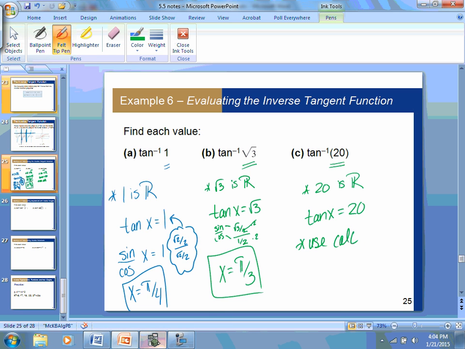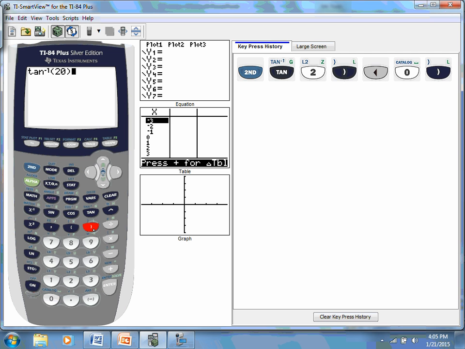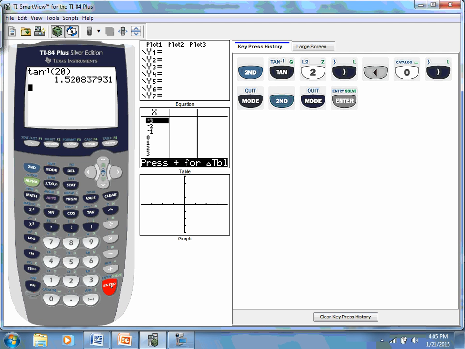Okay, so we're going to go to our calculator and we're going to do second tangent of 20. Now, remember that we have to have our calculator in radian mode. So go to mode and make sure that radian is selected, not degree. And then when I evaluate that, I get a decimal.